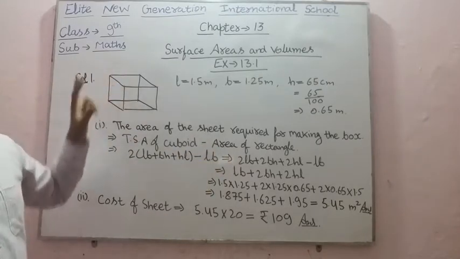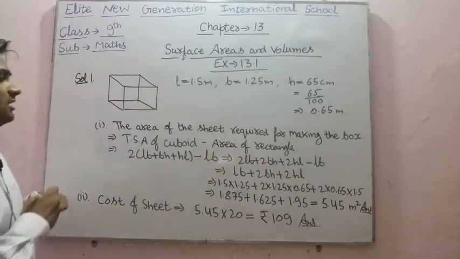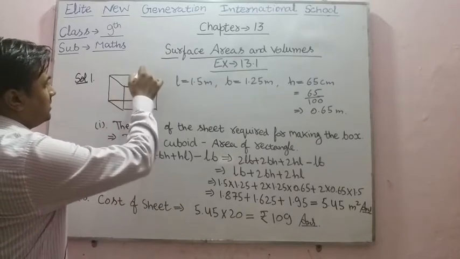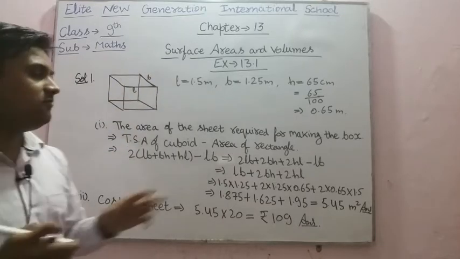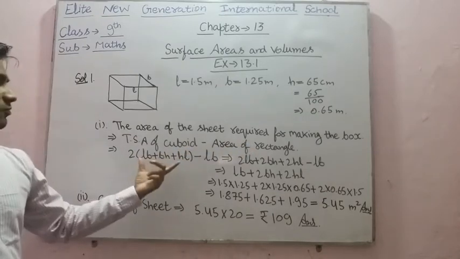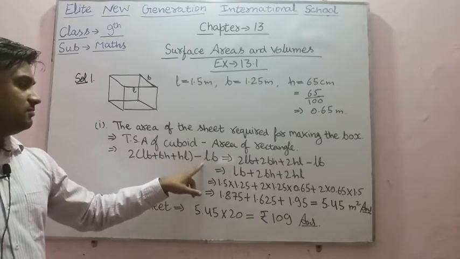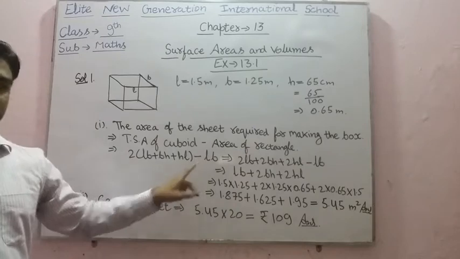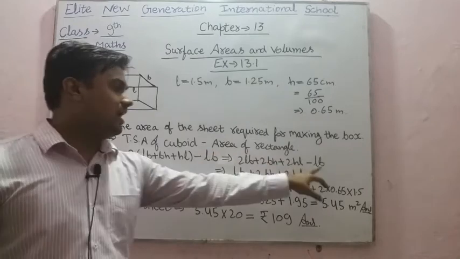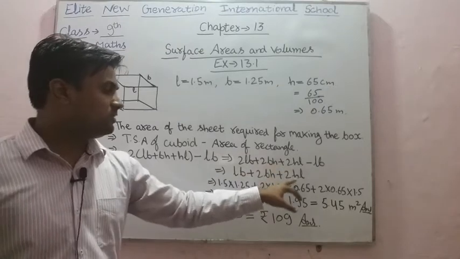In this we have to use the formula: total surface area minus area of rectangle. Why are we subtracting the area of the rectangle? Because the box is open at the top, and the area of the top surface is equal to the area of a rectangle, which is L into B, because it has length and breadth. So total surface area of the cuboid minus the area of the rectangle: 2 into (LB plus BH plus HL) minus L into B. So 2LB plus 2BH plus 2HL minus LB. Now 2LB minus LB will be LB plus 2BH plus 2HL.